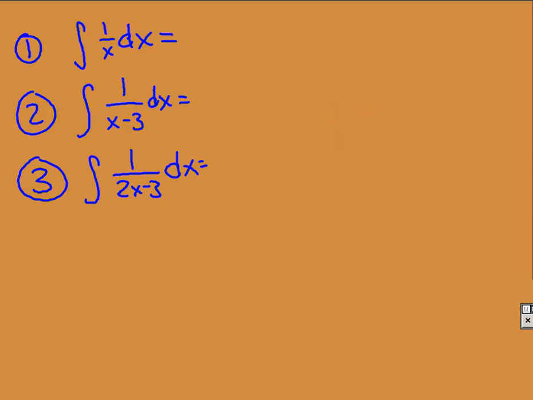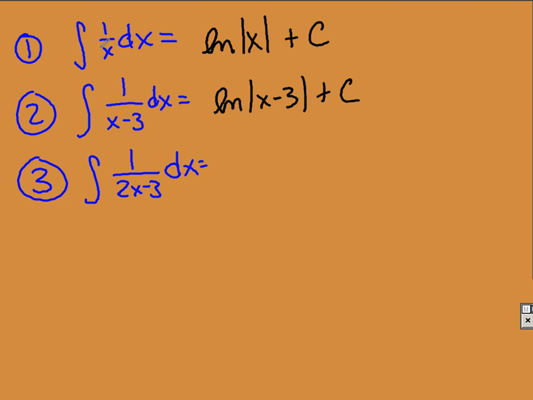Now, looking at integrals. So now we're going backwards. The integral of 1 over x is just immediately the natural log absolute value of x plus c. This absolute value is important because I can't have the natural log of a negative number. So this must always be in absolute value. This one right here, also very simple. This is going to be the natural log of x minus 3, also plus c.